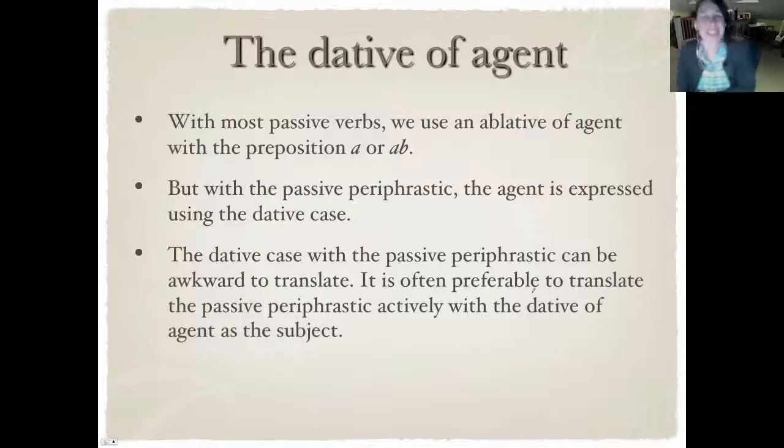The dative of agent. This is a very exciting new use of the dative of agent. So with most passive verbs, as you guys know, we use an ablative of agent with the preposition a or ab. But with the passive periphrastic, agent is going to be expressed by using the dative case. The dative with the passive periphrastic can sometimes be a little bit awkward to translate. So sometimes it's actually better to translate the passive periphrastic as though it were active and then turning the dative of agent into the subject.